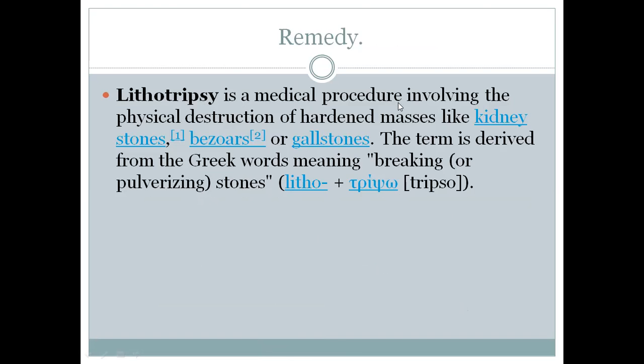Lithotripsy is a medical procedure. It is a kind of operation involving the physical destruction of hardened materials, like kidney stones, bezoars, or gallstones. These are different kinds of deposits which are produced inside different parts of the body tube systems due to deposition of calcium, oxalates, uric acid, and different kinds of materials. The term is derived from two Greek words meaning breaking or pulverizing stones, and lithotripso.